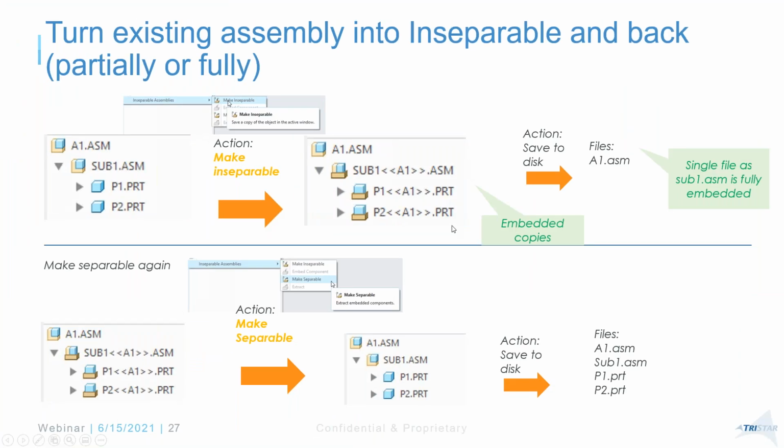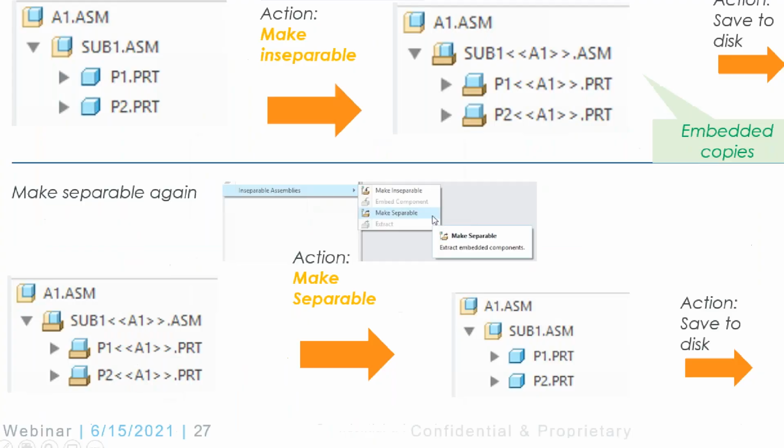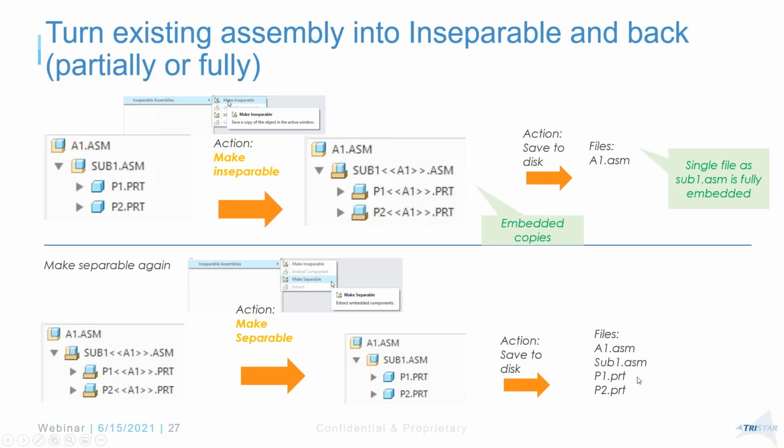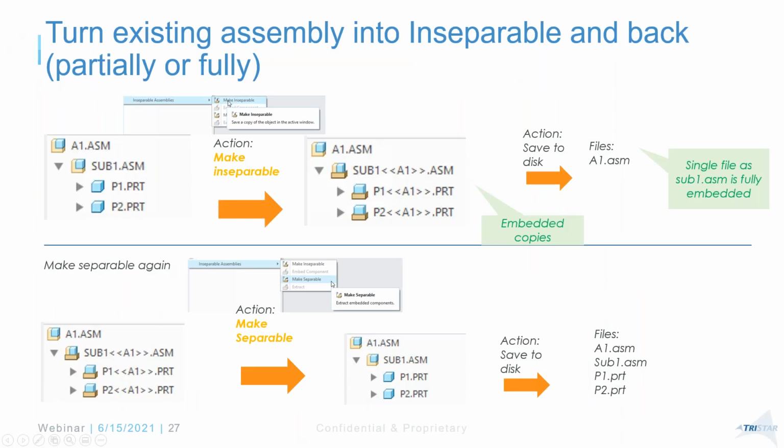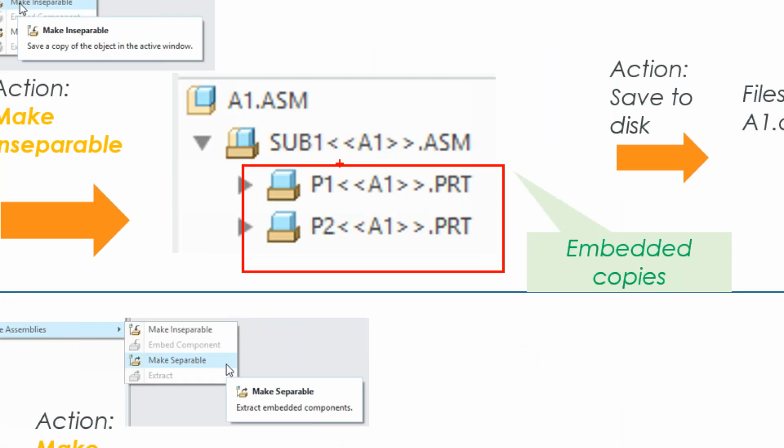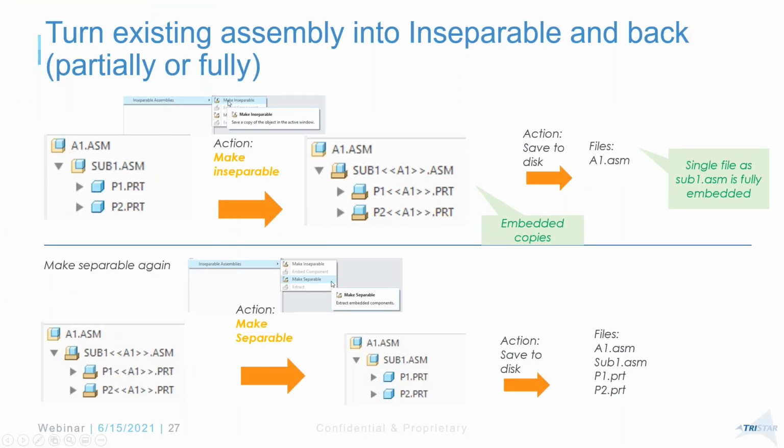Now, if I want, I can extract them. I can always go and say make them separable if I would like, and then the files on your disk will be the same thing. Same thing happens with Windchill. Windchill is not going to look at these individual embedded components for your BOM. For your WTPart structure, you're just going to see this, and that's exactly what we want. We don't have to go back and manipulate that individually.